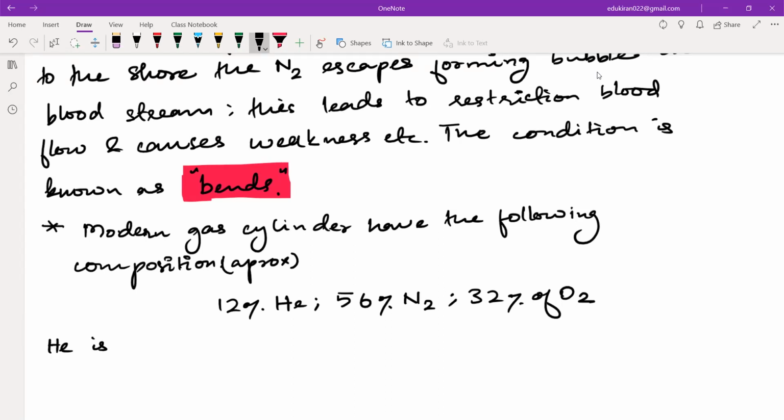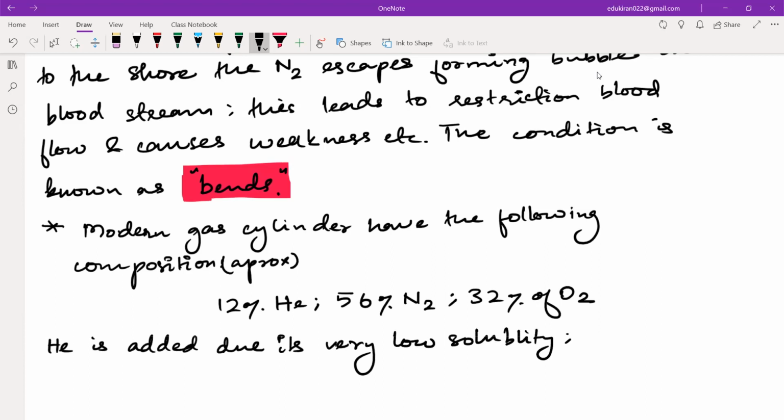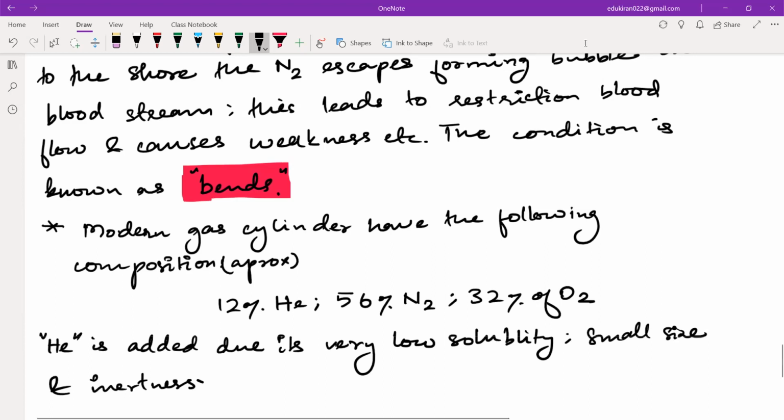Helium is added due to its very low solubility, small size, and inertness. Okay, that much writing is enough. Helium, this is not He, this is helium.